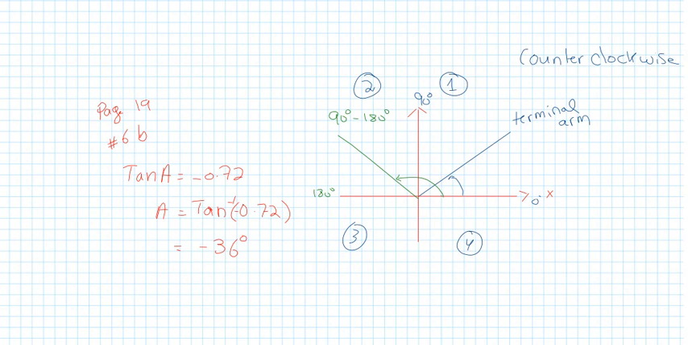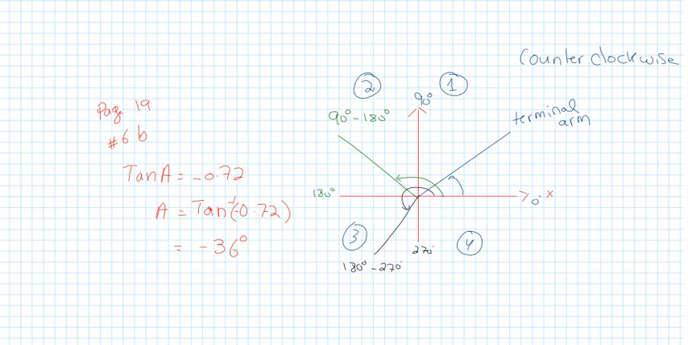Now, what if my terminal arm is in the third quadrant? So 180 to 270. That's right. So my angle measurement is going to be between 180 and 270 degrees. This is where the 270 degrees is. Remember that the lines are going up by 90: 0, 90, 180, 270, and then back to 360. That forms a full circle, and the circle is 360 degrees.